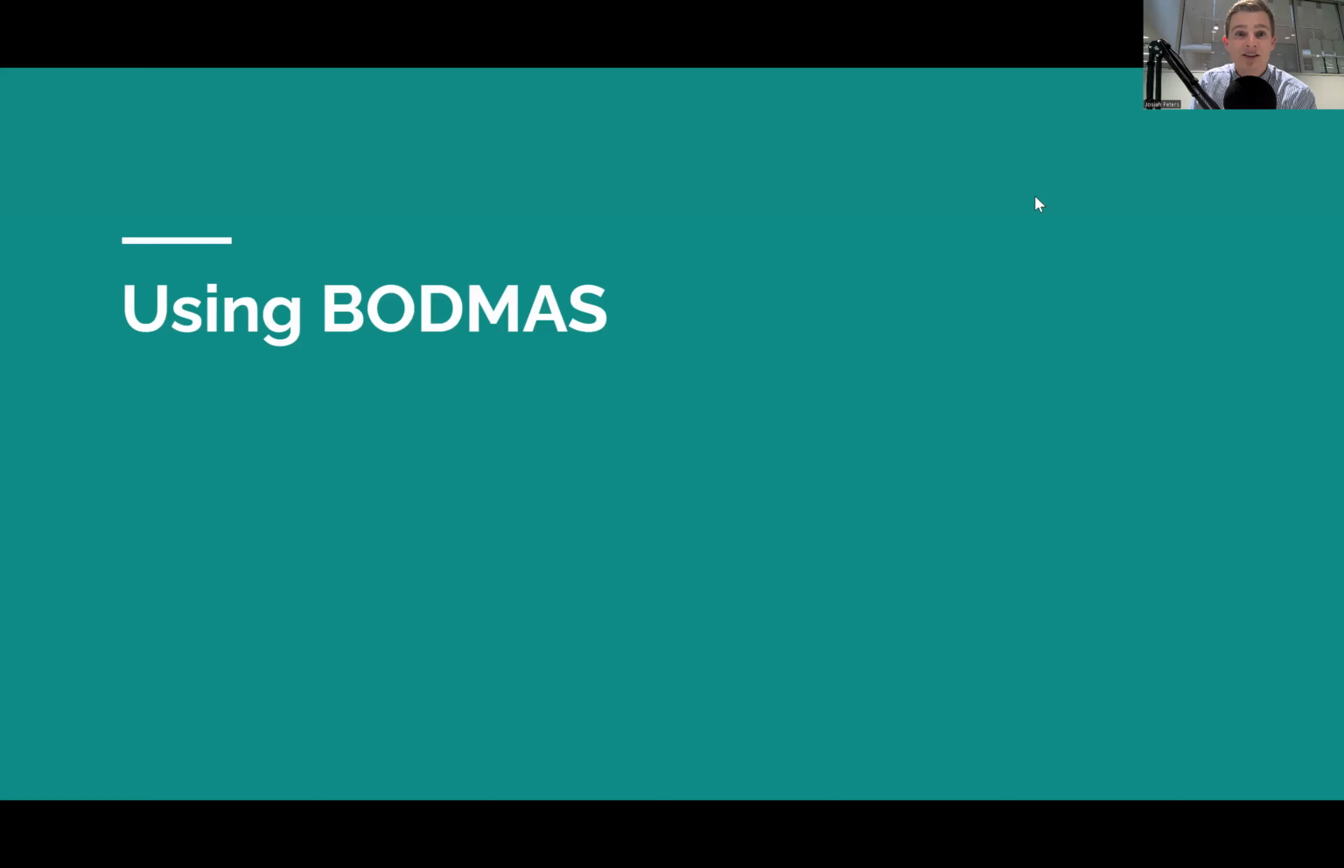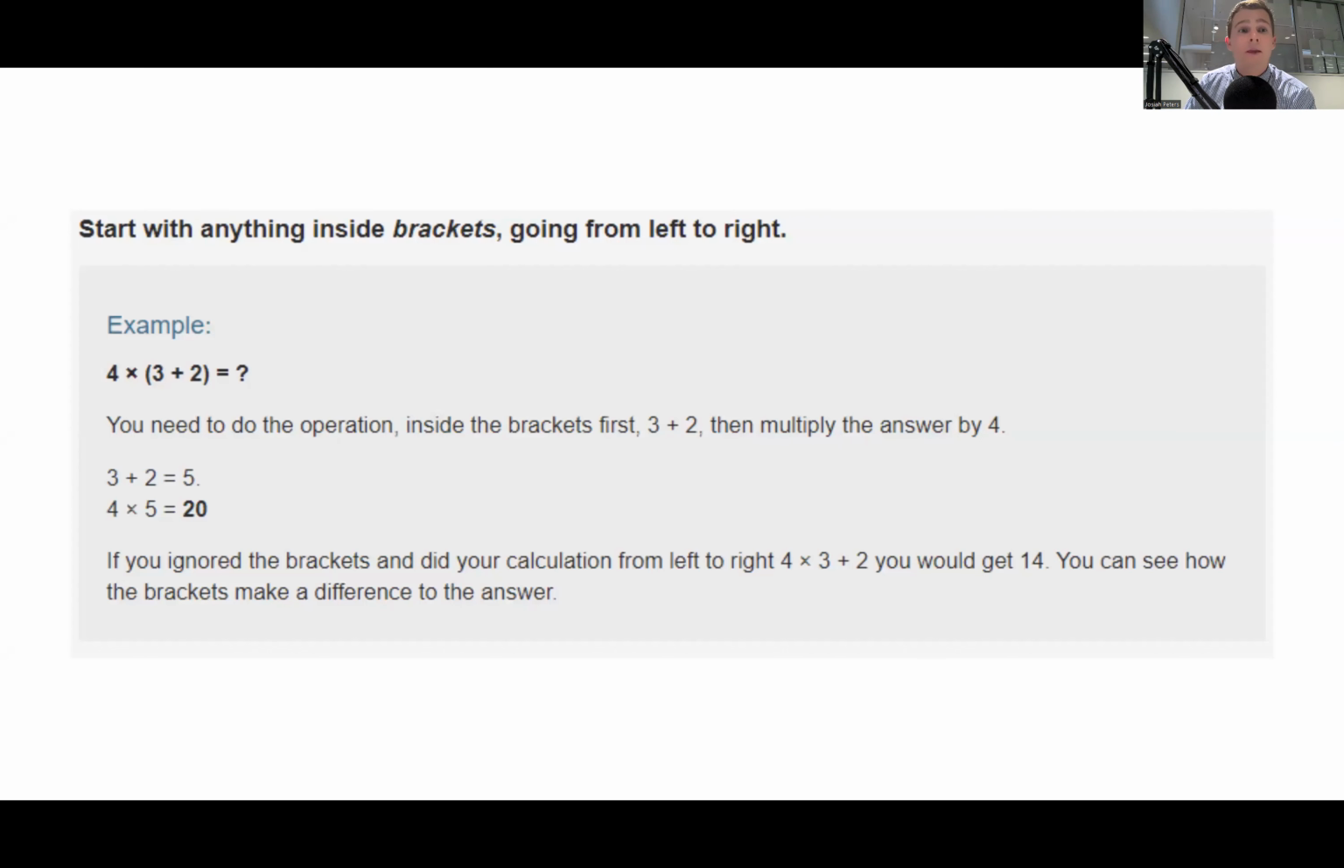So using BODMAS, you start with anything inside the brackets going from left to right. An example here is 4 times in brackets 3 plus 2. So you need to do the operation inside the brackets first, so 3 plus 2, then multiply the answer by 4. So you do 3 plus 2, which gives you 5. And then that leaves you with 4 times 5, which is 20.